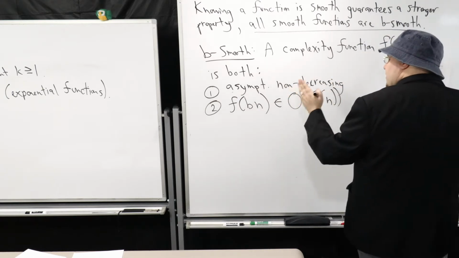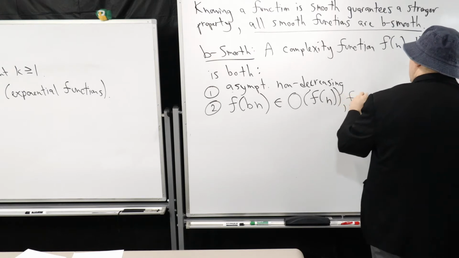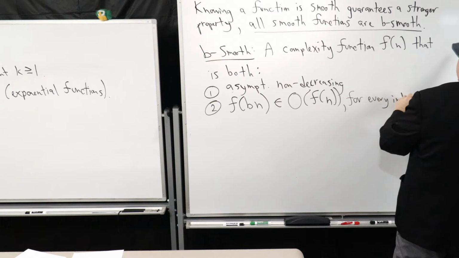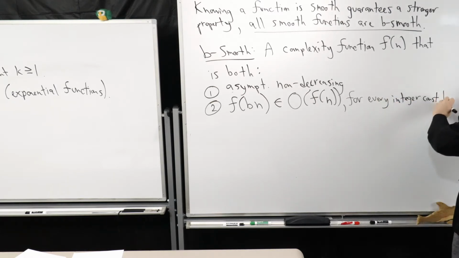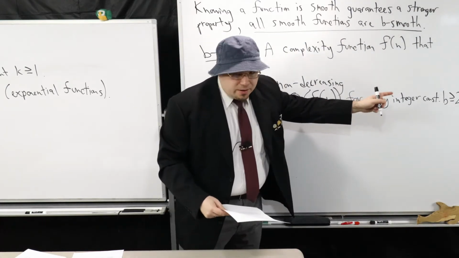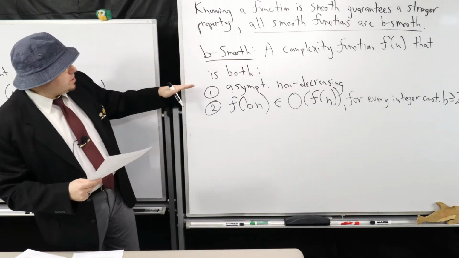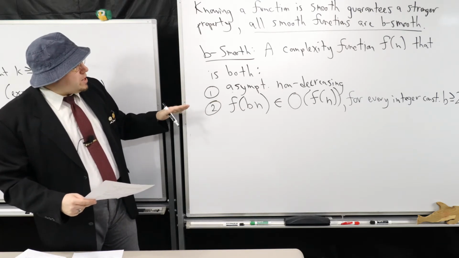So you have to show that f of bn is big O of f of n for every integer constant b greater than or equal to 2. So that's a 2 over there. So there are two conditions: it's asymptotically non-decreasing, and for any integer constant b greater or equal to 2.